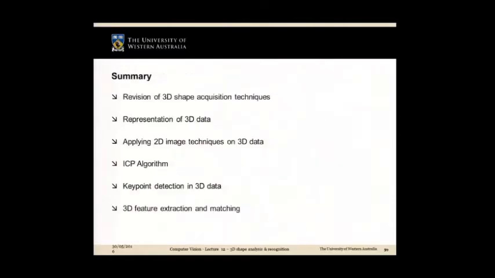Now, concluding this lecture, we did a bit of revision of 3D shape acquisition. We did representation of 3D data. We applied 2D image techniques on 3D data, and they worked pretty well in the 3D case as well. We discussed the ICP algorithm, which is used for performing fine registration for alignment of the surfaces. And in ICP, we reduce the cost function, and that cost function is compared with some error threshold, and the moment that cost function gets smaller than the value, ICP stops. Now we discuss some of the key point detection techniques.